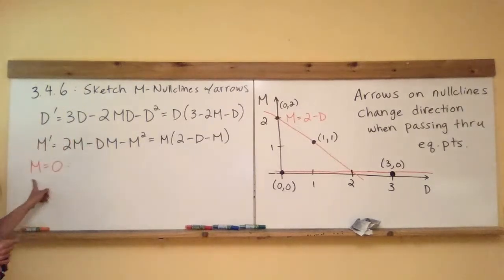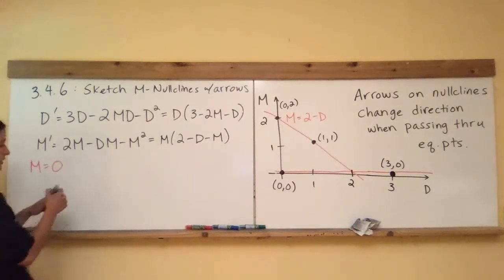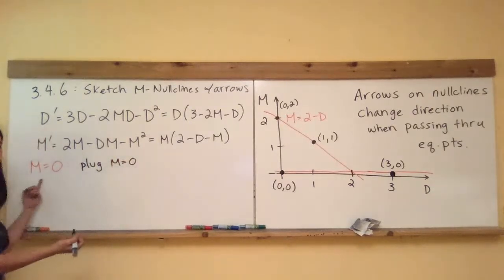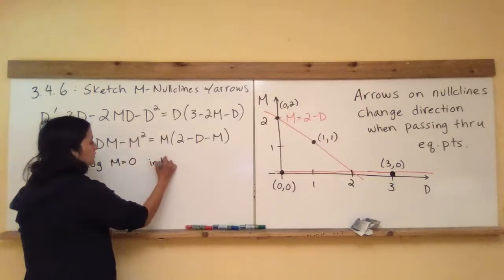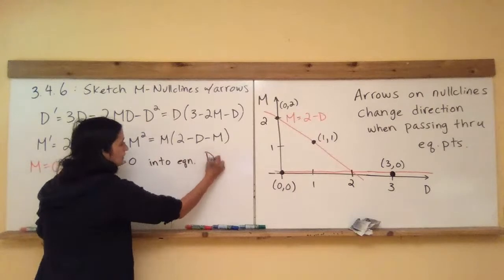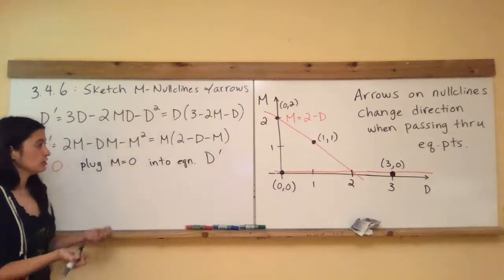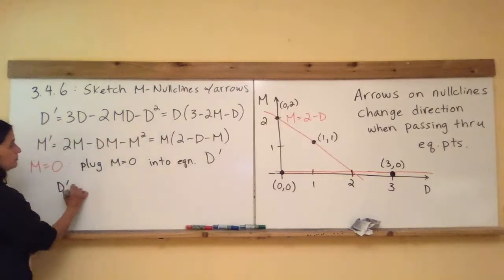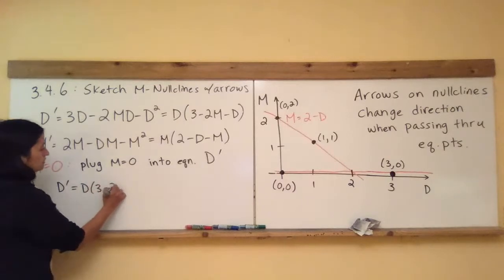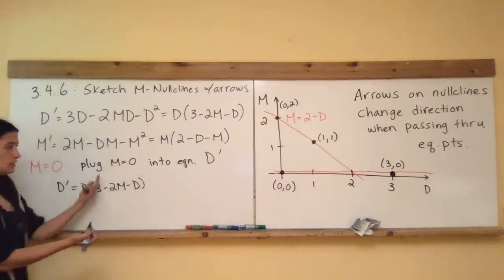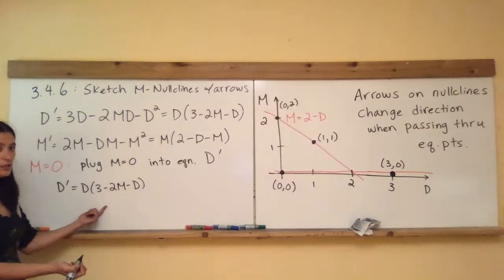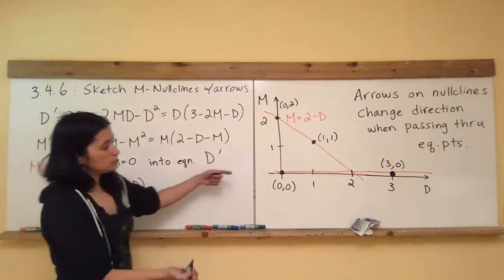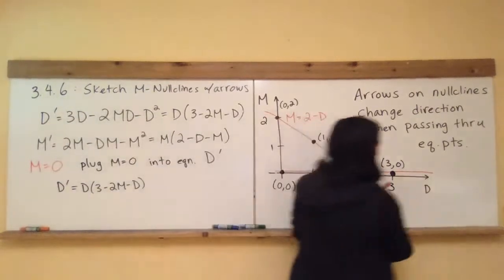Okay. So again, I'm working on the M is equal to 0 nullcline, and I'm going to plug M equal to 0, which is the nullcline that I'm working on, into the equation for D prime, because that's going to tell me whether it's left or right behavior. Okay, so here's the D prime equation right here. D prime is equal to D times 3 minus 2M minus D. Now I'm going to plug in the fact that M is equal to 0 here, because I'm working just on the M equals 0 nullcline.